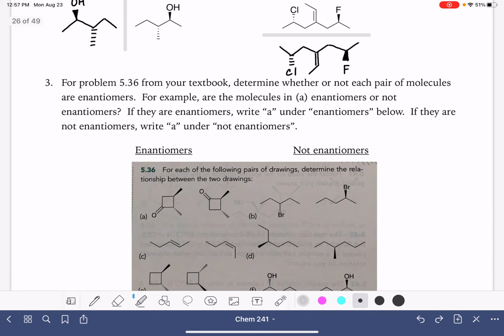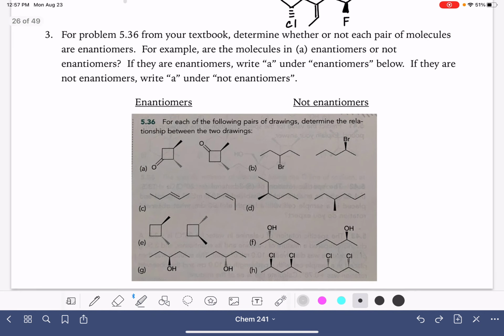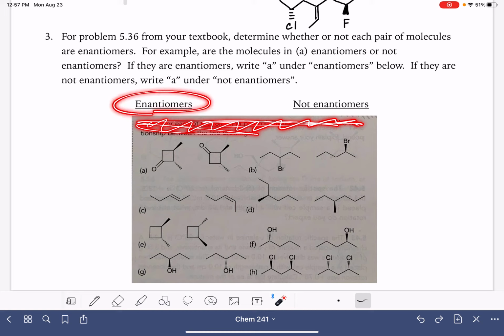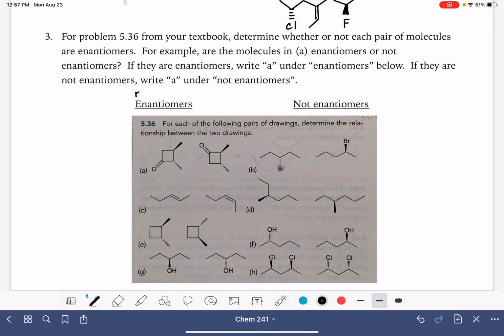Now, the last problem on this worksheet is referencing a problem out of the textbook. It's got a whole bunch of pairs of molecules, and we're going to do a kind of different version of the problem than what the textbook asks. We're just going to determine if these molecules are enantiomers of each other, which would mean that they are mirror images, or if they are not enantiomers. So this would be anything else. And that's not exactly what the textbook is asking us to do, but that's what we're going to do.